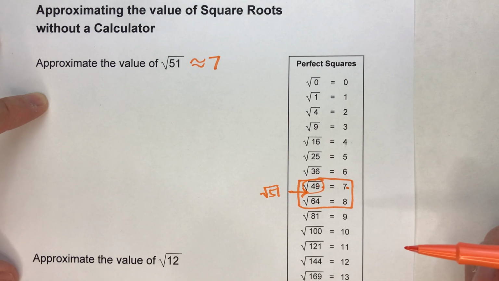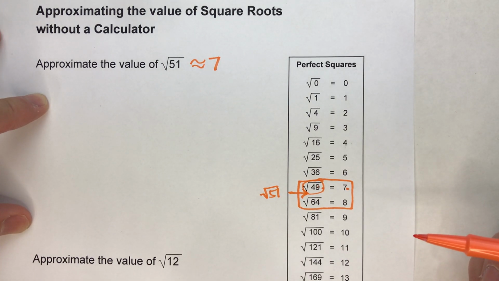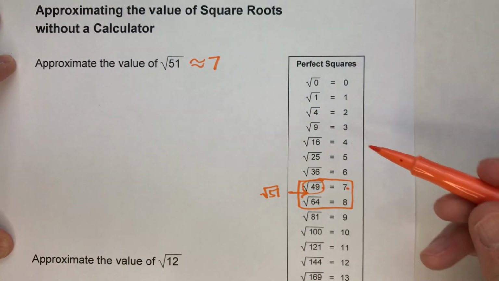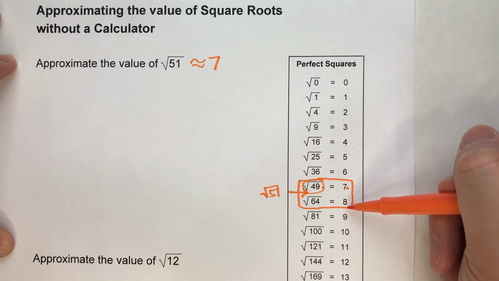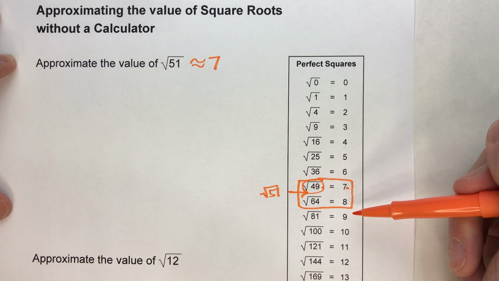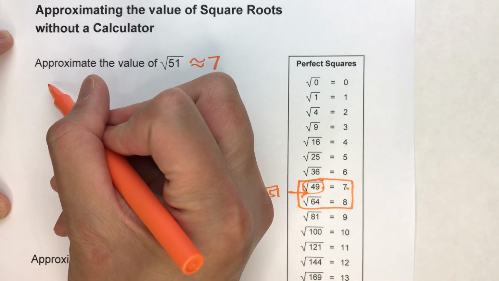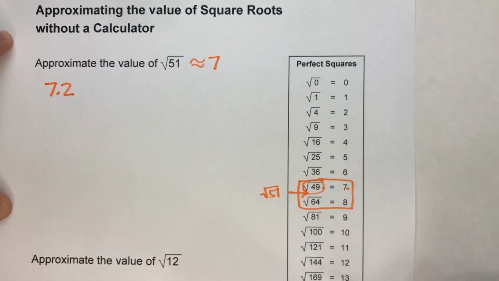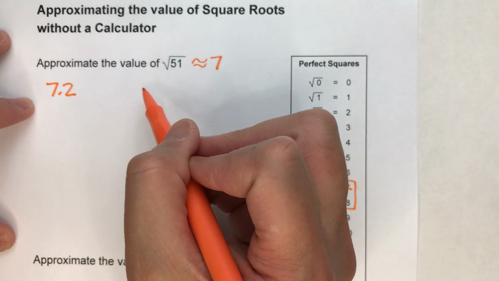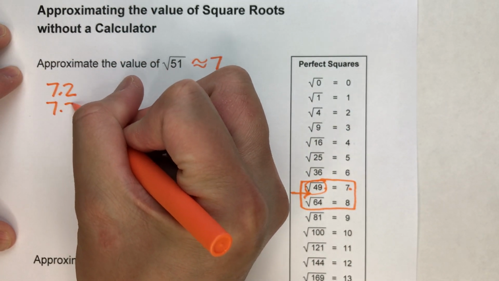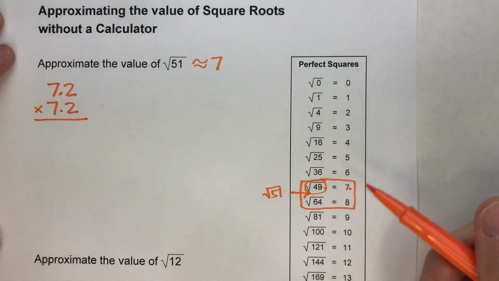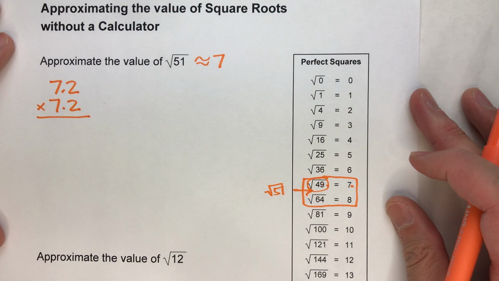And in order to do that, we're going to have to do a little guess and check and multiply. Because remember, we want to know what times itself equals 51. We know it's got to be between 7 and 8. And we know it's closer to 7 than it is 8. So we can do a little guess and check. For example, let's try 7.2. Okay? So if the square root of 51 is about 7.2, that would mean 7.2 times 7.2 would equal 51. Now we know it's probably not going to equal exactly, but let's see how close we get.